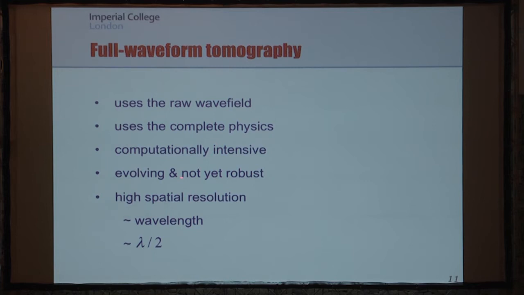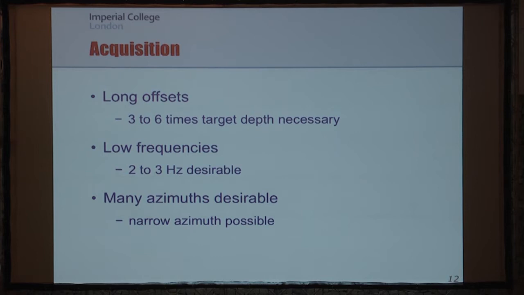It's basically to get a model which has got a lot more detail in the model. But the sort of data that you need to run these algorithms is shown here. You typically need long offsets, so you need your source and receiver to be somewhere between 3 and 6 times the depth of the target, so that's quite a large distance.